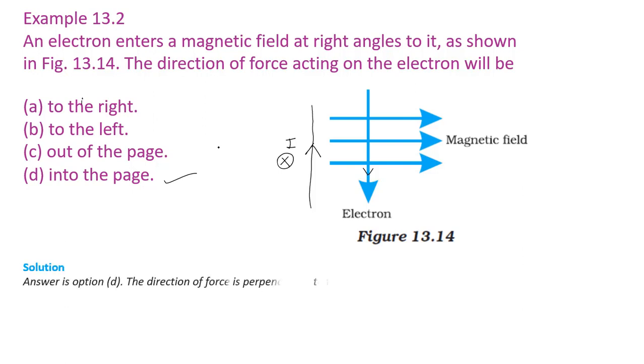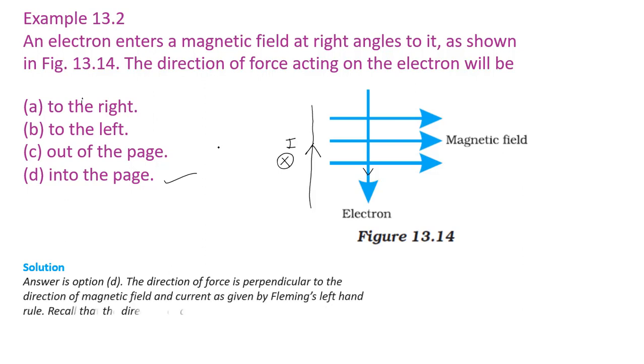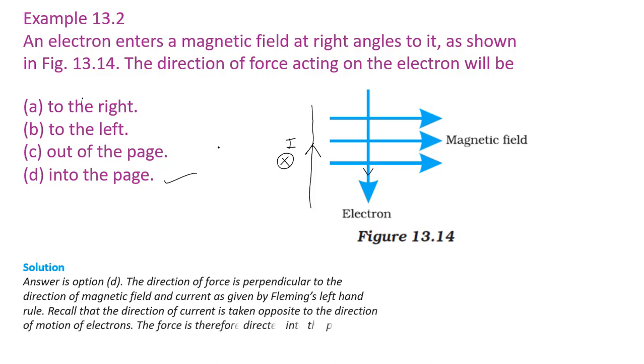Now over here again I am explaining the solution, how you will write it if it is asked in a 2 marks question or 1 mark question. The direction of force is perpendicular to the direction of magnetic field and current, as given by Fleming's left hand rule. So with the help of Fleming's left hand rule, you can find the direction of force.